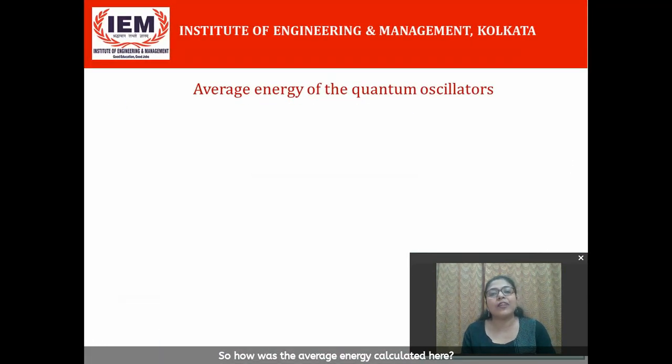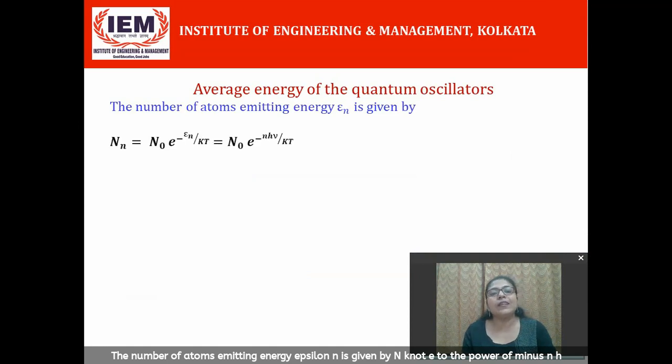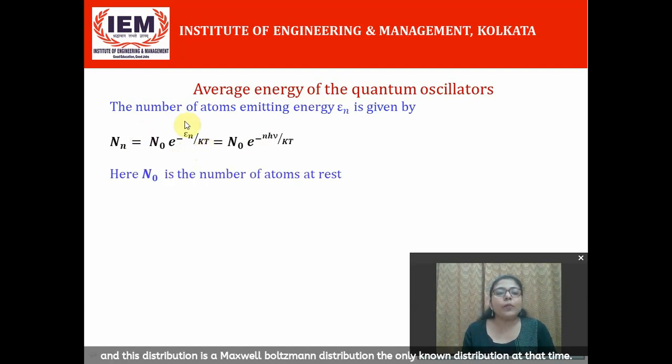So how was the average energy calculated here? The number of atoms emitting energy epsilon n is given by N0 e to the power of minus epsilon n by kT, where k is the Boltzmann constant. And this distribution is the Maxwell-Boltzmann distribution, the only known distribution at that time. So here N0 is the number of atoms at rest.